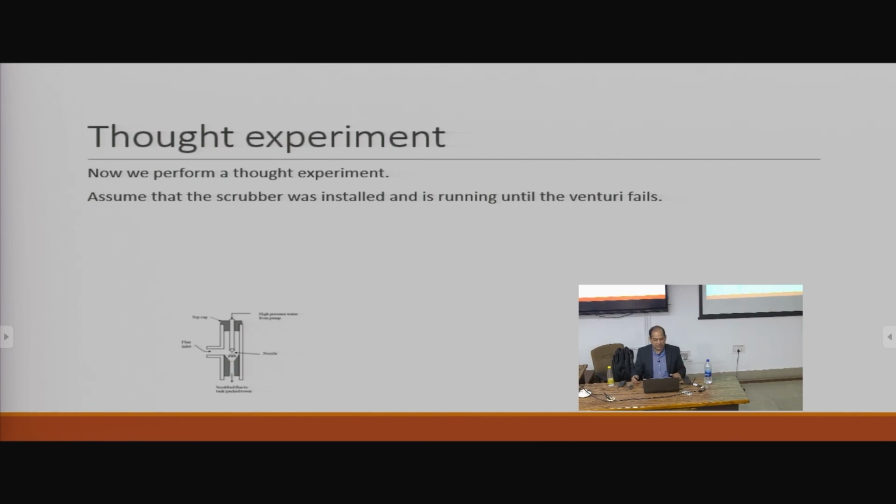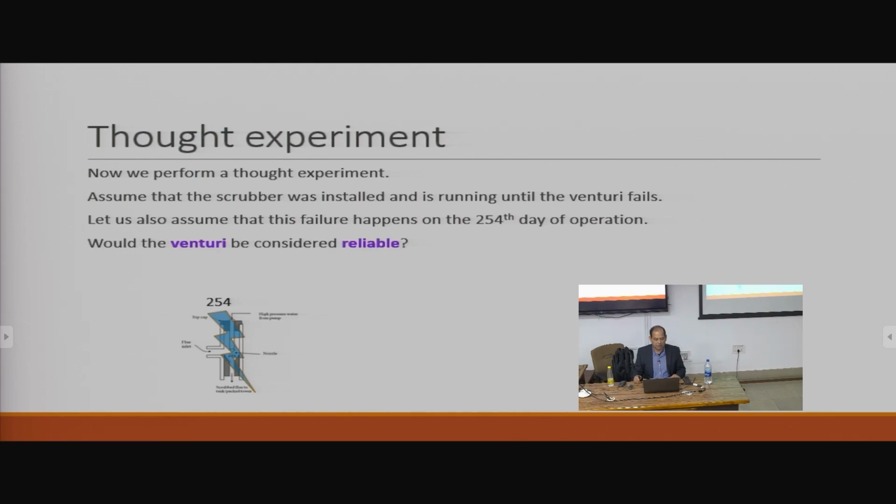We say that the scrubber was installed and is running until the Venturi fails. Okay, great. Let's also assume that this failure happens on the 254th day of operation. Okay. Would the Venturi be considered reliable? Would the entire chemical scrubber be considered reliable?